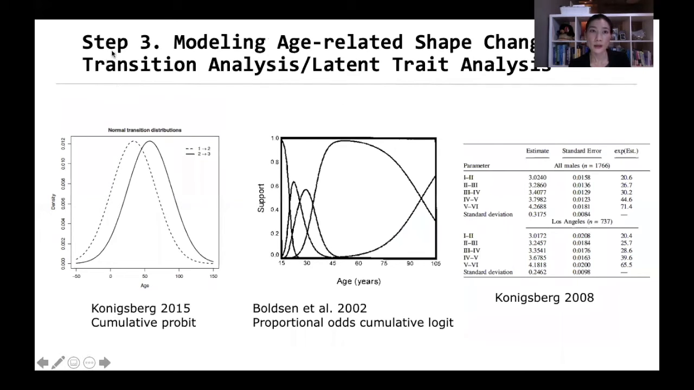The reason why this analysis is called transition analysis is that the cumulative probit, or it can also be logit regression analysis, tells us at what age a certain age indicator transitions from stage 1 to stage 2. So that's where the name transition analysis comes from. Particularly, the cumulative probit regression has been favored in the field as a more sophisticated way of modeling age-related change of an age indicator. It can be used, of course, for various other age indicators other than pubic symphysis.